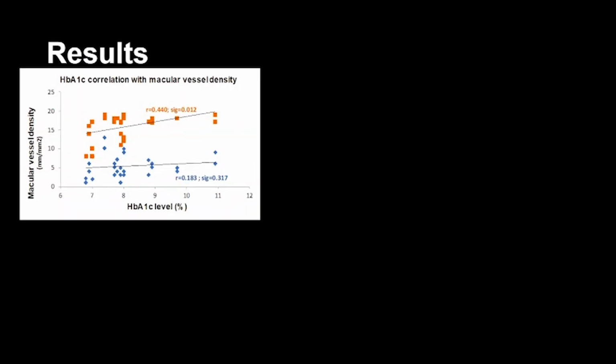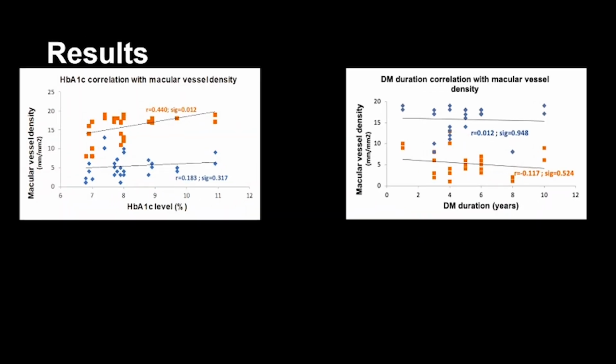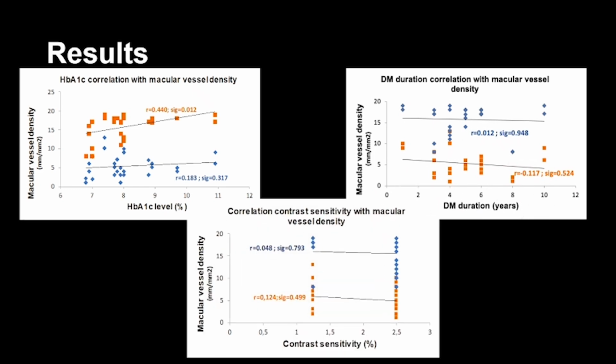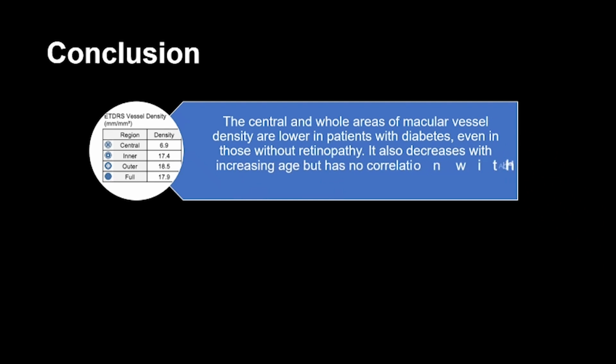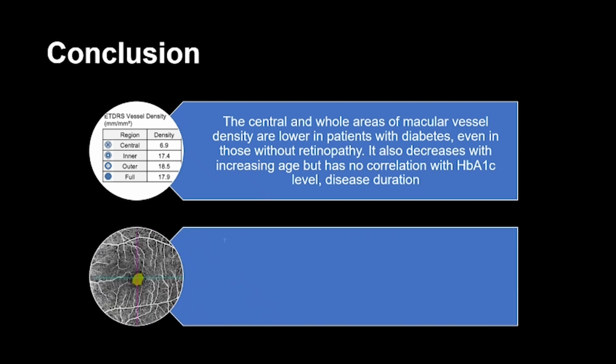But we found no correlation of HbA1c levels, diabetes duration, and contrast sensitivity to macular vessel density. Macular vessel density was lower in diabetes patients without retinopathy than in healthy patients. In patients with diabetes, macular vessel density decreases with increasing age. We failed to find a correlation between macular vessel density and the HbA1c value, disease duration, or contrast sensitivity.